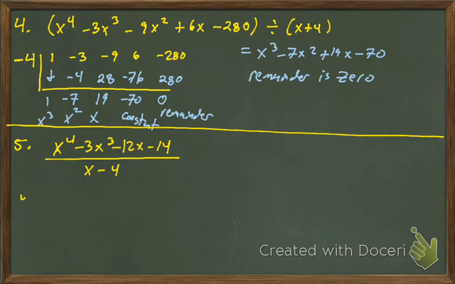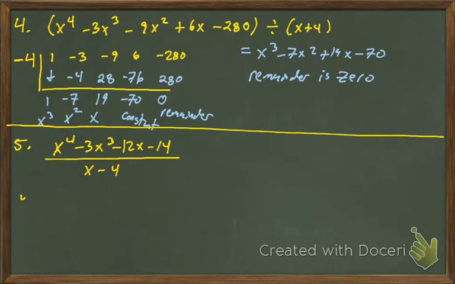Notice that you don't have an x squared term here. So what we're going to do is put a placeholder 0 there. If we don't put it there, then the synthetic division doesn't work. You can kind of get away with it with long division. I don't recommend it. Things don't line up. So if you're missing a power of x, go ahead and put a placeholder 0 in.